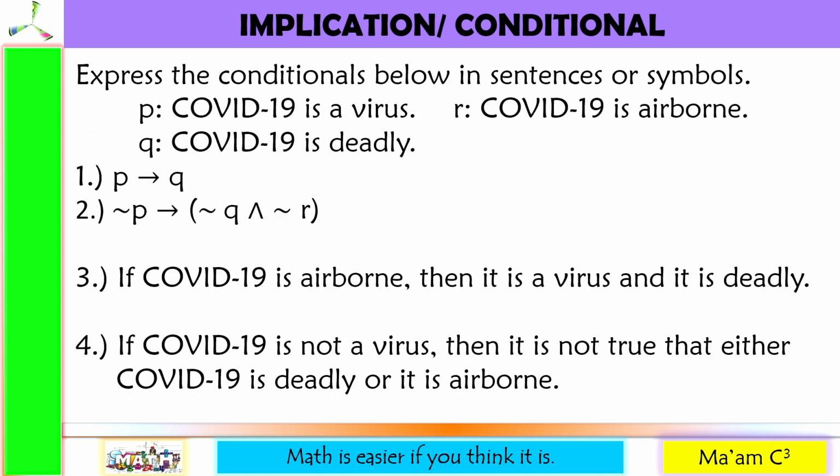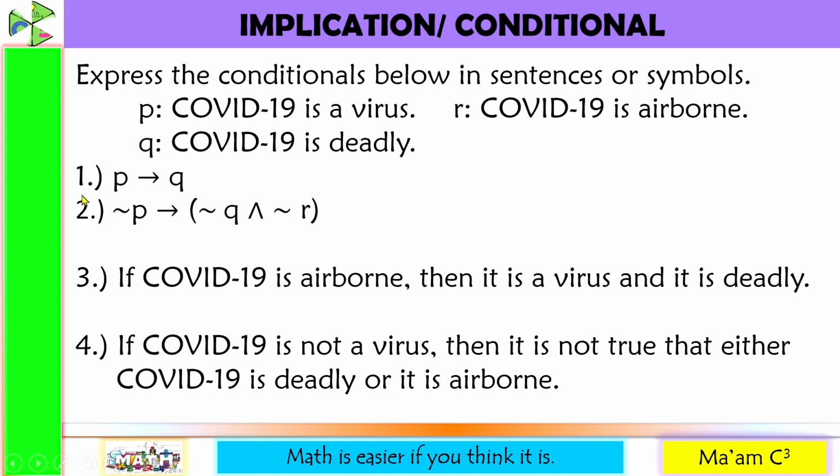Let's have examples. Express the conditionals below in sentences or symbols. Again, we have here three propositions. P is the proposition COVID-19 is a virus. Q is the proposition COVID-19 is deadly. And R is the proposition COVID-19 is airborne.